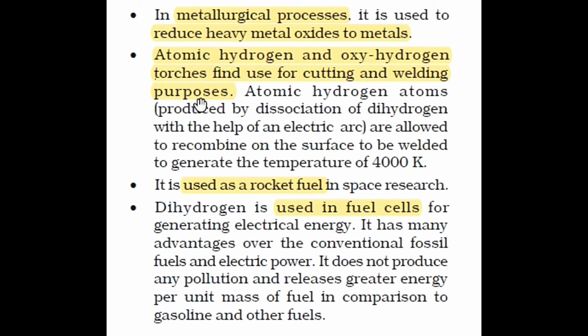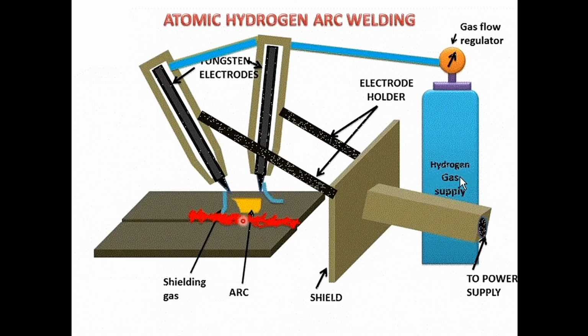We have already seen in chemical properties that the H-H bond enthalpy is enormously high. Now here, atomic hydrogen is formed by passing dihydrogen gas through an electric arc struck between two tungsten electrodes, when dihydrogen molecules dissociate into H atoms. The life period of atomic hydrogen is just 0.3 seconds. Consequently, it returns to molecular hydrogen readily, liberating a large amount of energy which in turn is used for welding purposes. And this is the basic principle of atomic hydrogen arc welding or atomic hydrogen torch.